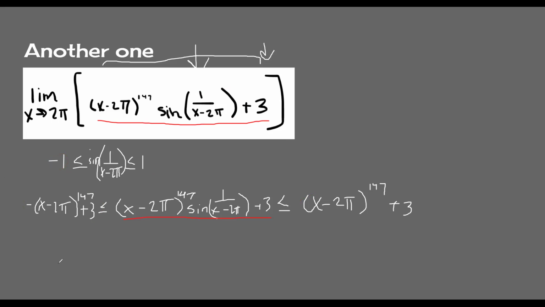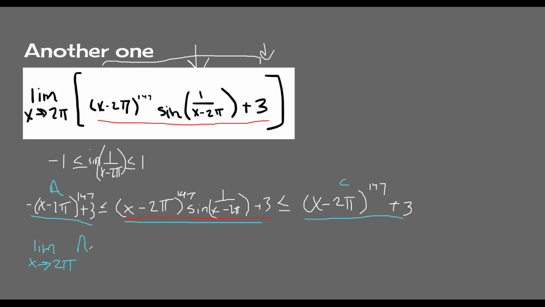So now what do we do? We have to see if the limit of this and the limit of this are equal. And if they are, then the limit of both of them will be the same as this. So we're going to have to do this. Write this down: the limit as x goes to 2 pi of, for time's sake, I'm not going to write this whole thing. Let's just call this A. Let's call this C.